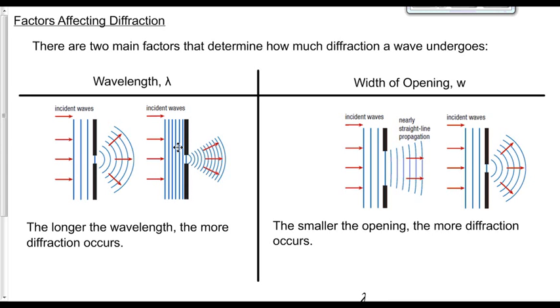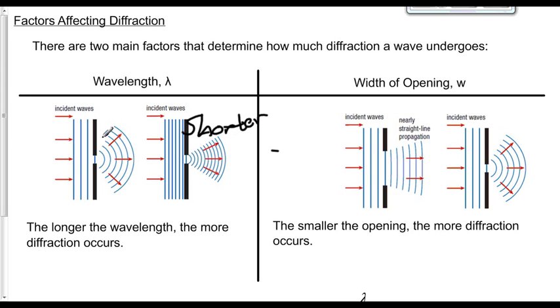And in the second example here, the waves are closer together. So in this example, the wavelength would be smaller. So we have a shorter wavelength. And so what's actually happening then is we're having less diffraction happening.